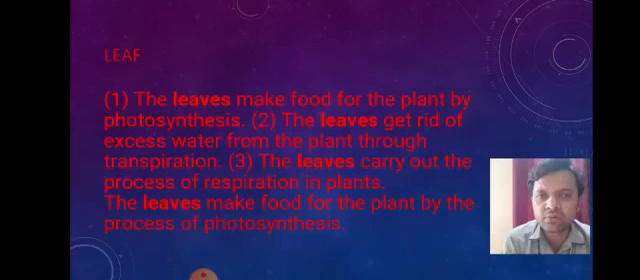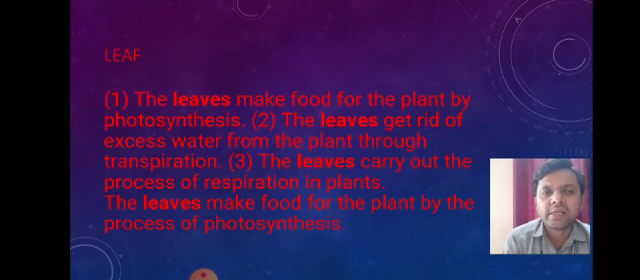If there are no leaves, we won't get our food, because leaves are the part of the plant making food for the plant with the help of a process called photosynthesis. The leaves make food for the plant by the process of photosynthesis. Number 2, the leaves get rid of excess water from the plant through transpiration.